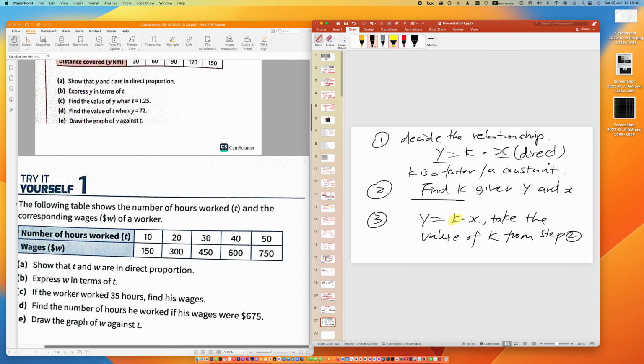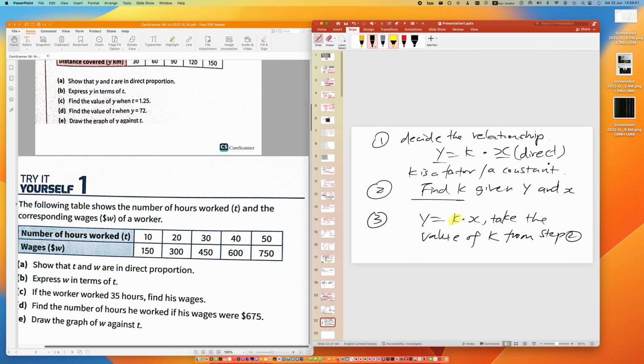They ask you to find what? Part D. Find the number of hours, which is T. Hour means what? Time. What stands for time? T. Then what should you end up with?